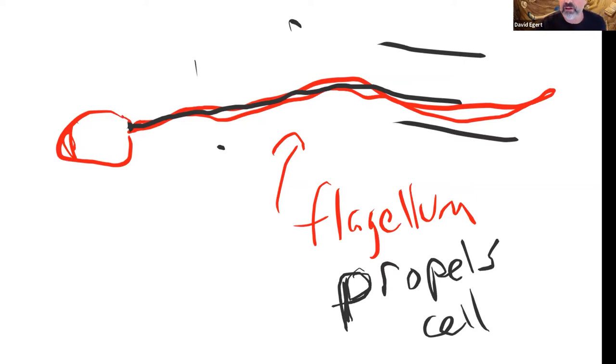During development, there actually are flagella that are a little, and they're rotating. They actually have to rotate in the right direction for normal development to occur. But in an adult human, the only flagella we see are in the sperm.